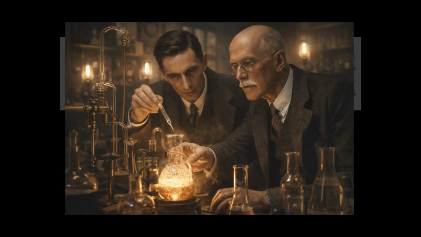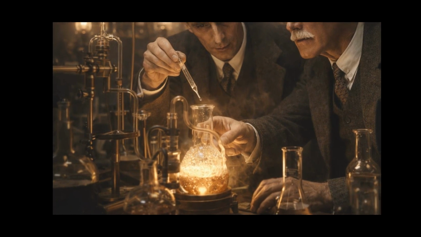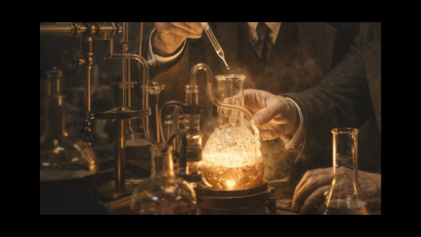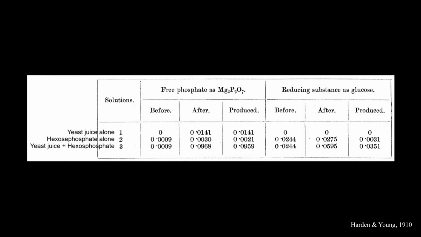And so to confirm that hexose phosphate was split into glucose and phosphate by an enzyme, Harden and Young added hexose phosphate to yeast juice that either could or couldn't ferment and determined how much free phosphate and glucose were present. So solution 1 is yeast juice by itself, and it's used as a control to see how much free phosphate is generated when nothing else is added.